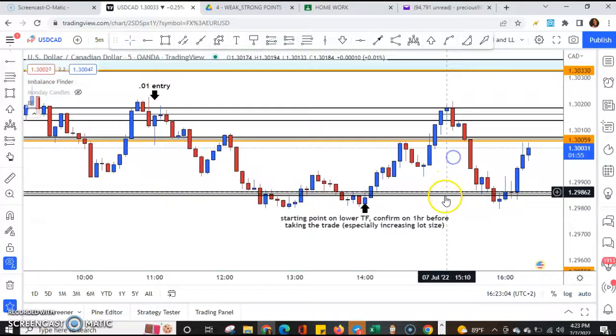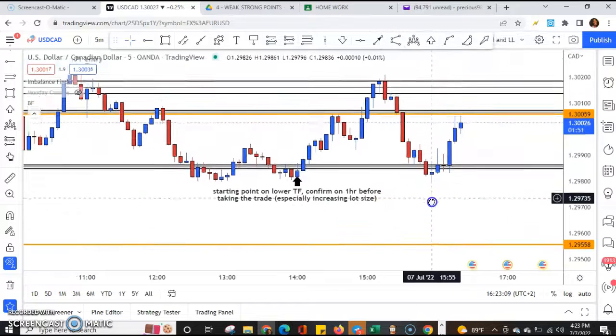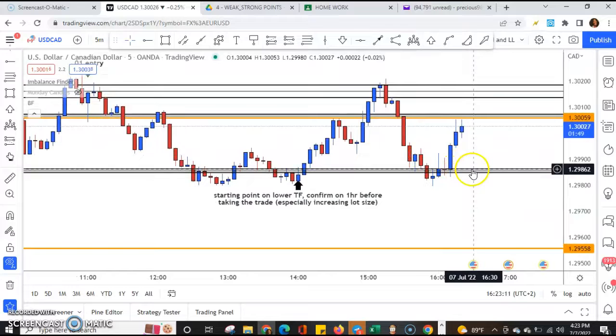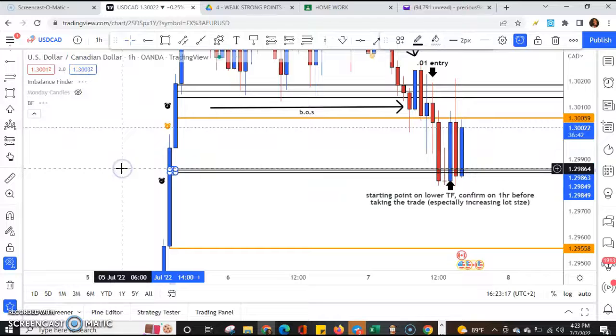Excuse me, not that area. The second one I drew up, I will be looking to increase my lot size once it breaks and closes below this zone right here. It's been holding, so we'll see what happens, but that's pretty much all I look for.